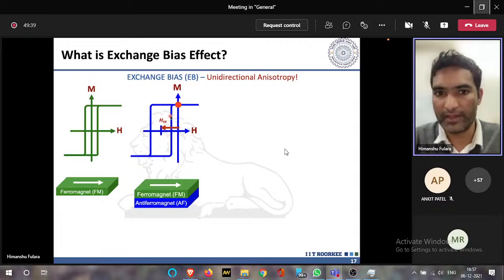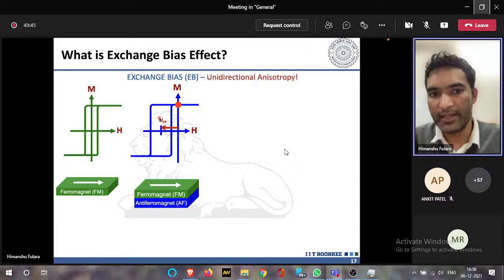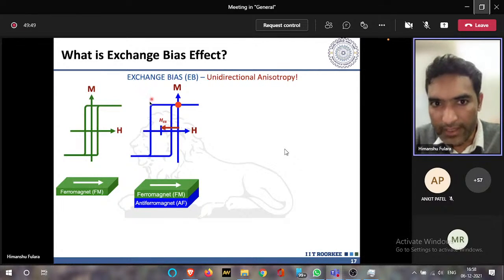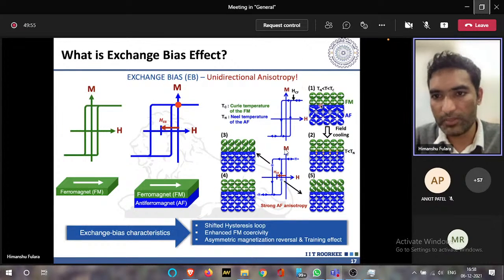You see that there are two effects here. One, this hysteresis loop shifts in the opposite direction of the applied magnetic field, and the second effect is it broadens the hysteresis behavior. So this effect is called the exchange bias effect. And why does this effect arise? So this is basically an intuitive picture of this effect.